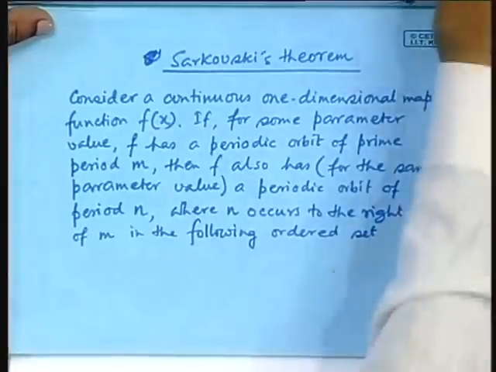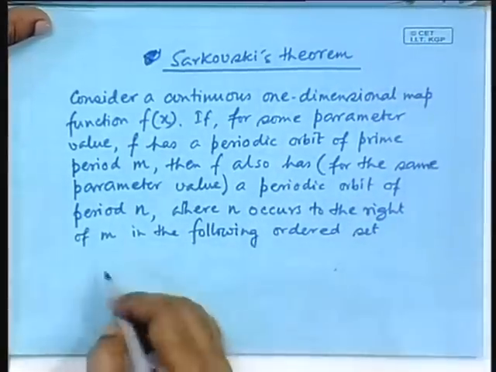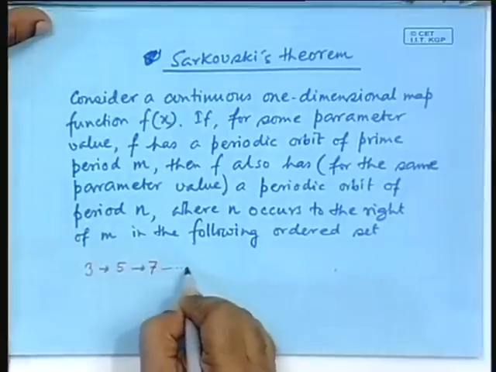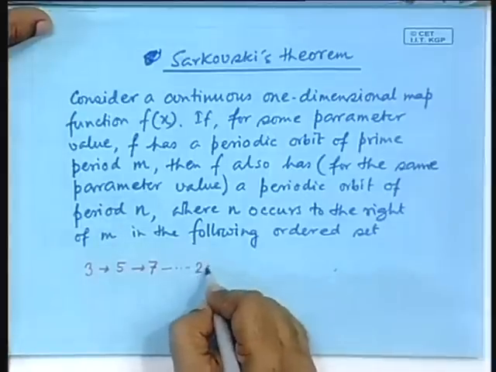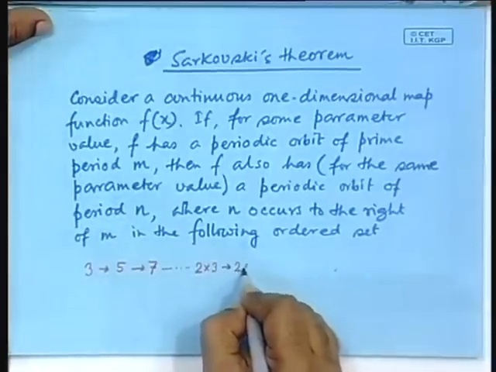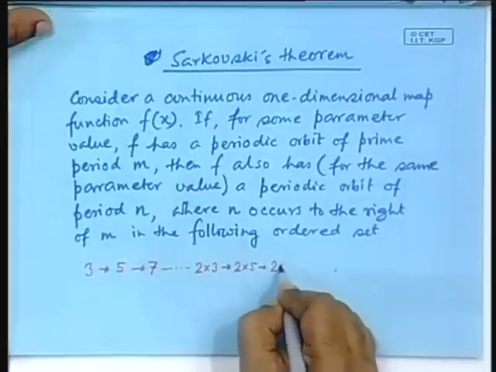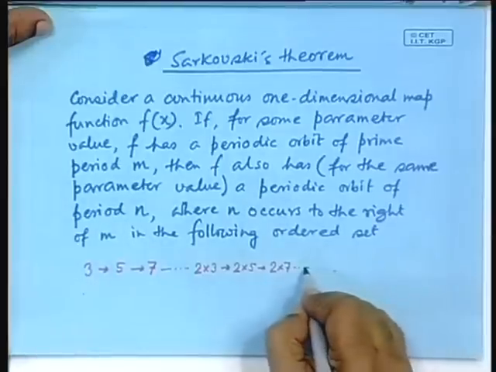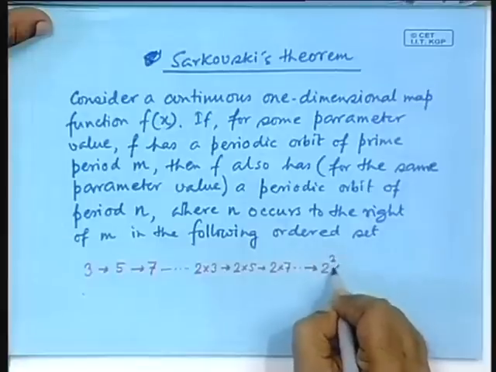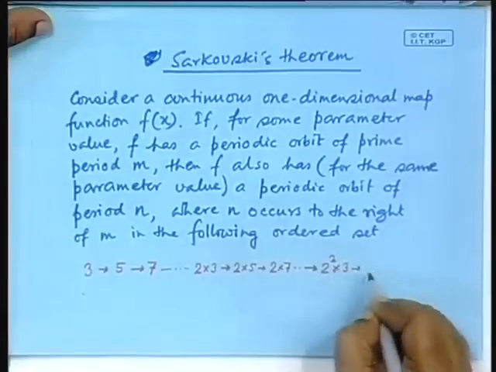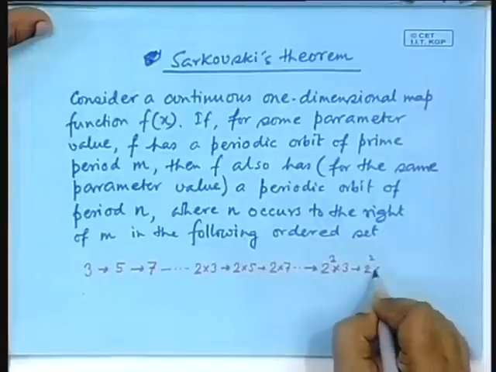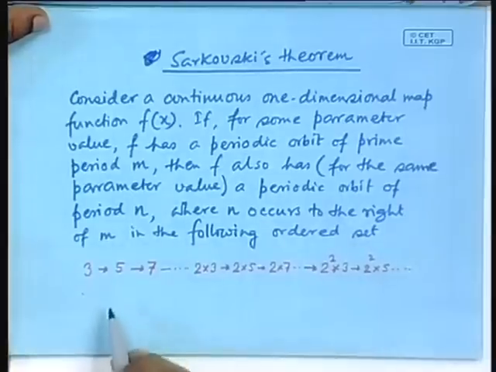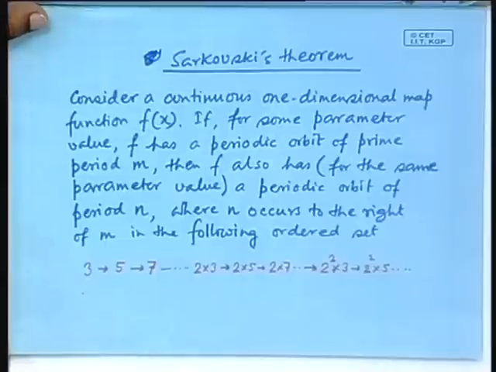Now, this set is important, it follows from number theory. 3, 5, 7 goes to infinity. Now, 2 times 3, 2 times 5, 2 times 7 goes to infinity. Then 2 squared times 3, 2 squared times 5, and this one continues. See what happens. It follows from number theory.